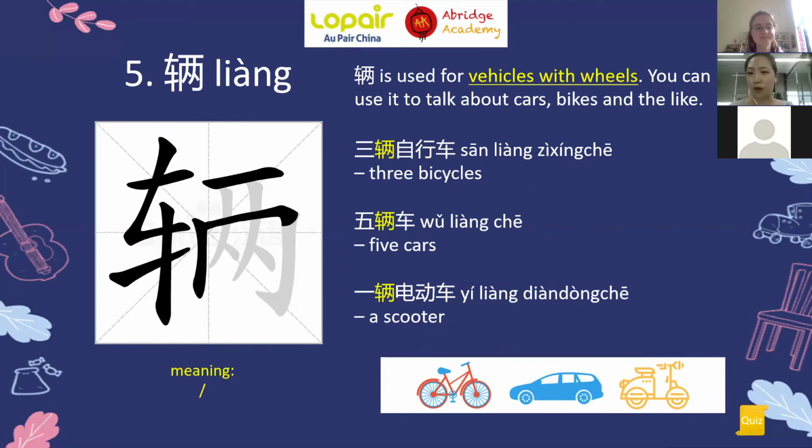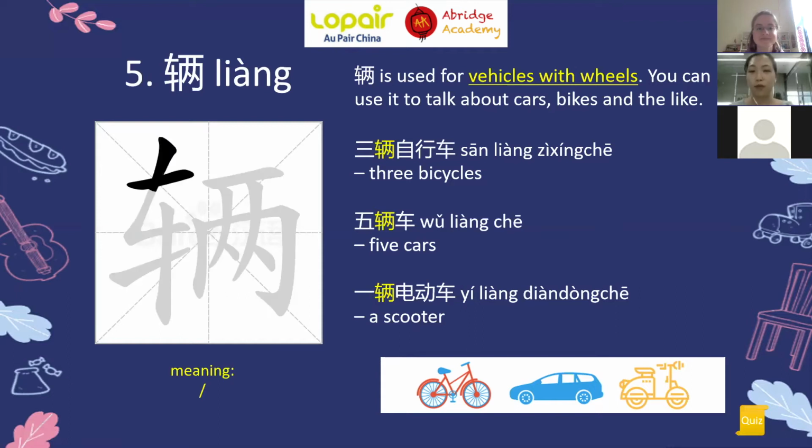It's just so weird, because boats or ships do not come with wheels. They are floating on the water. So this character is only used for vehicles with wheels.